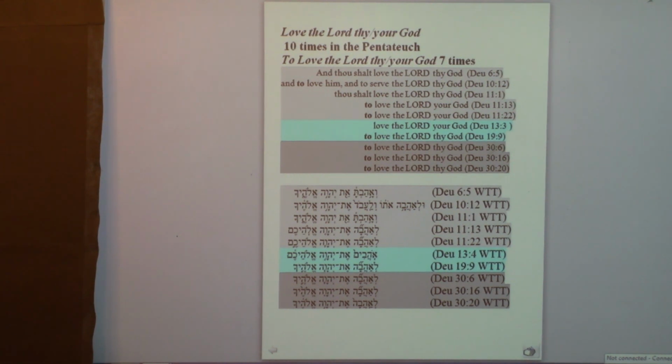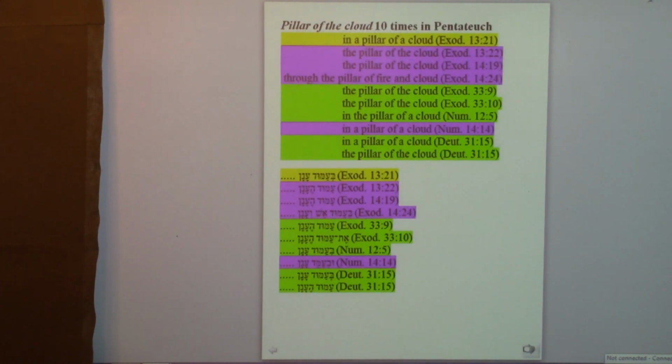Love the Lord your God, or love the Lord thy God, 10 times in the Pentateuch. To love the Lord your God, thy God. Again, this is all in Deuteronomy. And really I shouldn't include this because it's all in Deuteronomy, but we're simply showing how this meter appears in other books at this point besides Exodus. And that's just one example that would make this a much longer presentation.